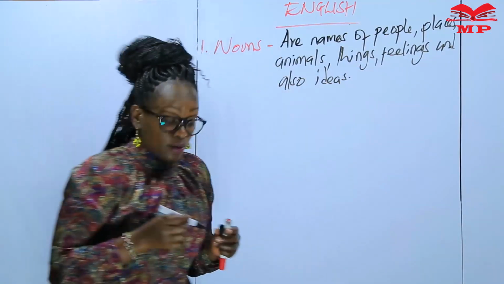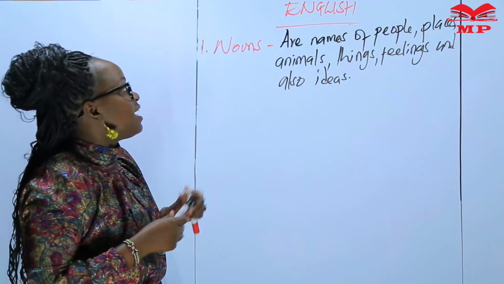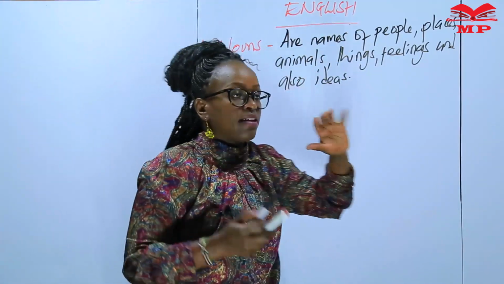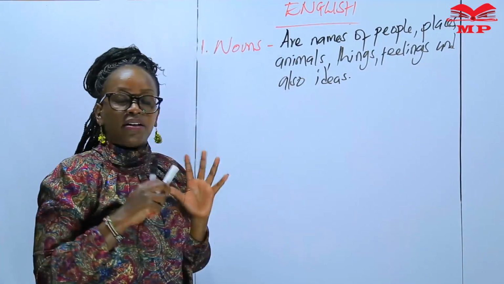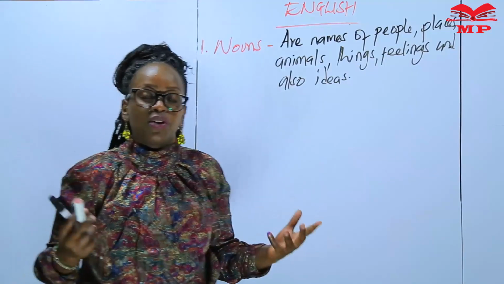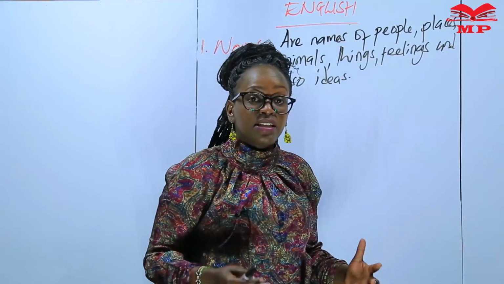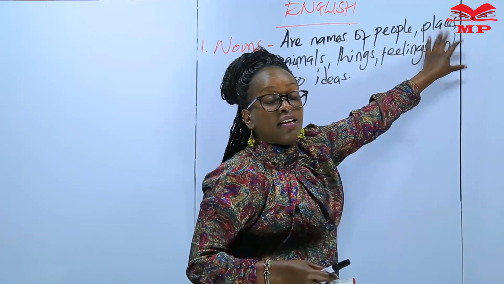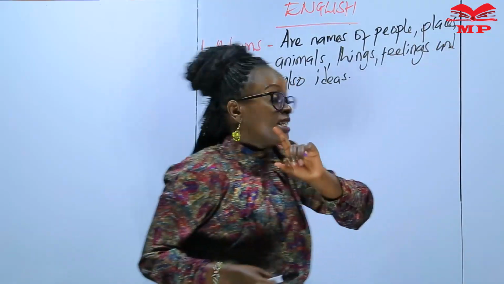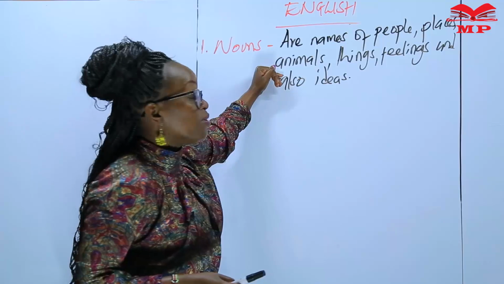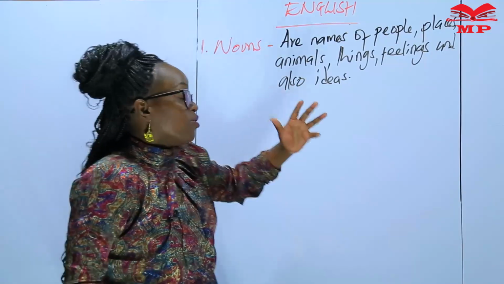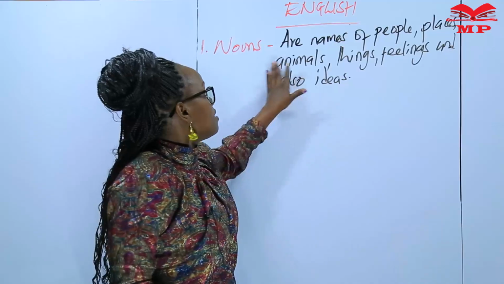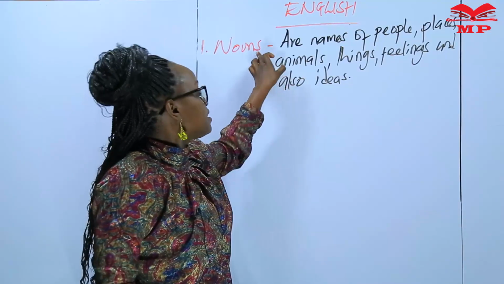All those words that you come across that are used to define either of these, either it's a name of a person or a name of a place. For example, we have names of cities, towns, and villages. All those are nouns because they represent names of places. We also have animals, like cows and goats. The names of all those animals are nouns.